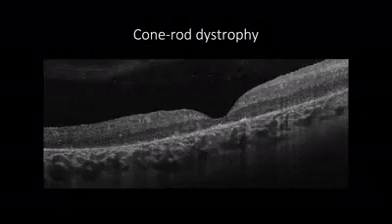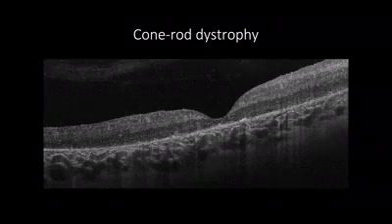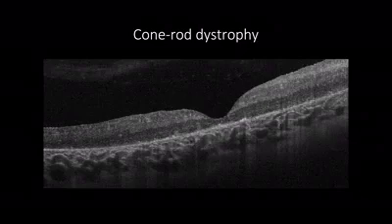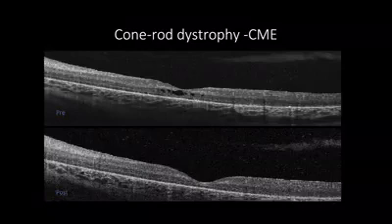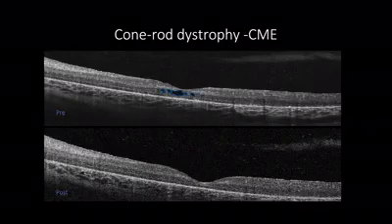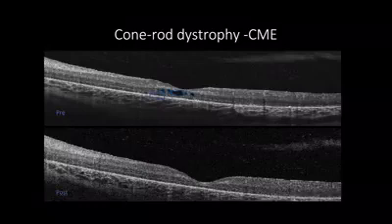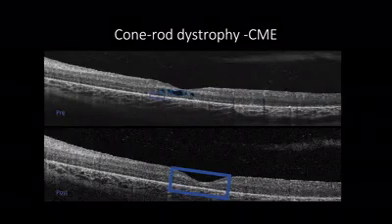In cone-rod dystrophy, it may feature cystoid macular edema with loss of both ellipsoid zone and external limiting membrane, similar to retinitis pigmentosa. In this case, showing hyporeflective intraretinal cystic changes with increased retinal thickness and loss of ellipsoid zone and external limiting membrane, and the other cross-section shows resolved edema after oral treatment with acetazolamide.